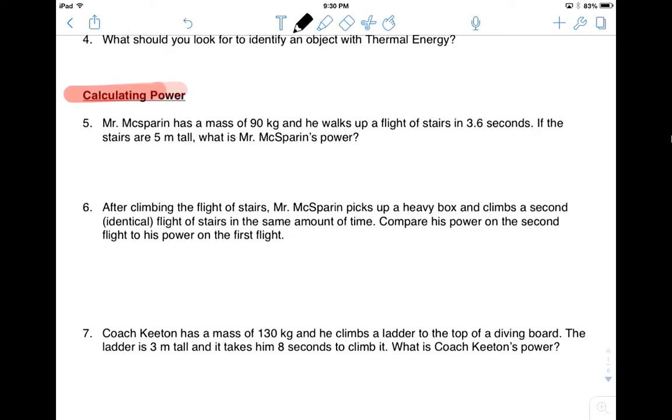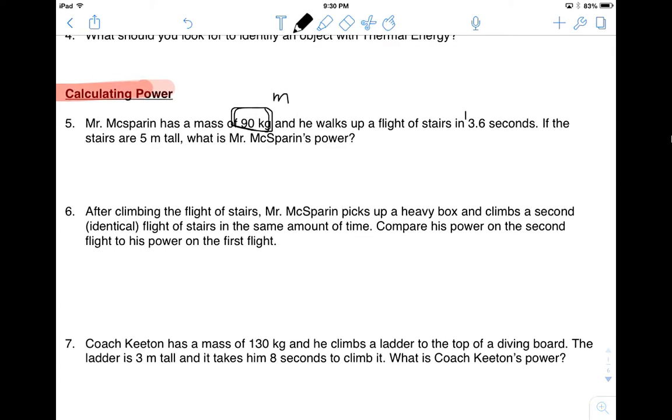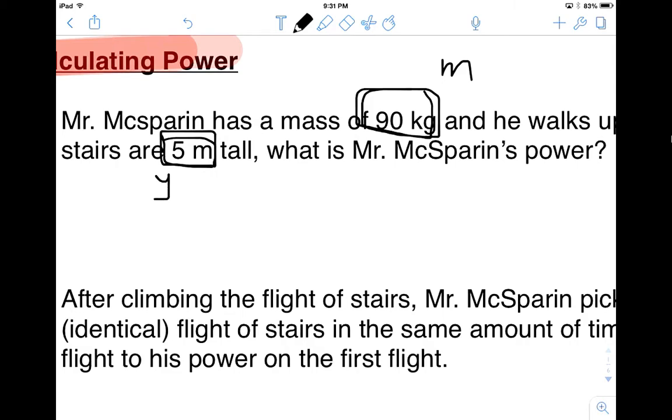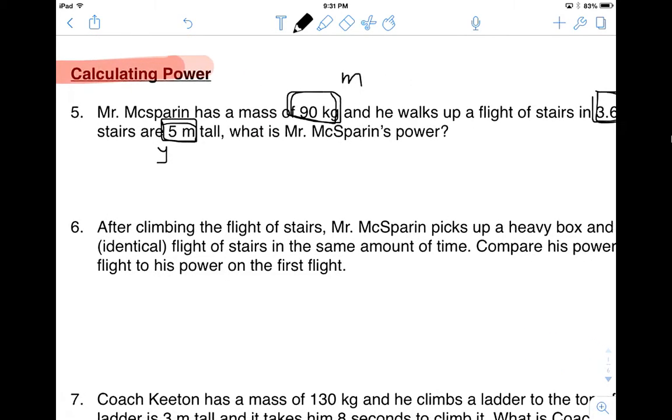Number 5 says Mr. McSparron has a mass of 90 kilograms. I'm just going to go ahead and put a box around that right now and label that as M for mass. Okay, he walks up a flight of stairs in 3.6 seconds. I'm going to put a box around that and put a T for time. Okay, if the stairs are 5 meters tall, I'm going to put a box around that, and you guessed it, that's going to be a Y for height. What is Mr. McSparron's power?